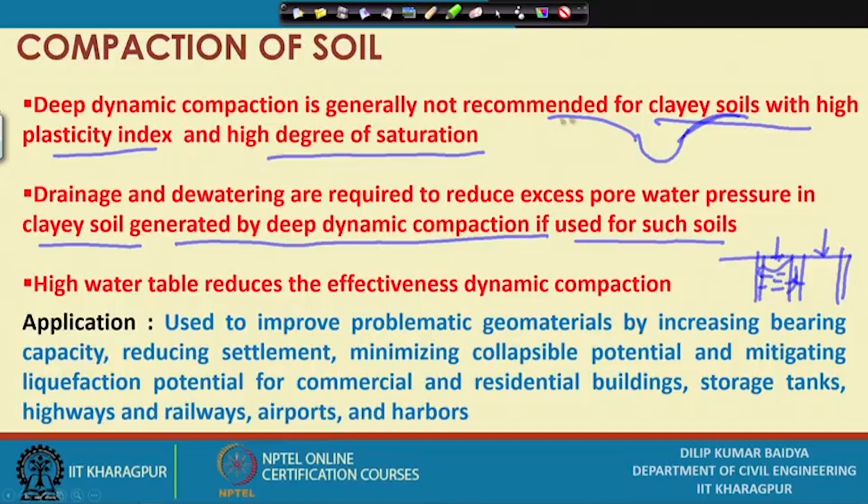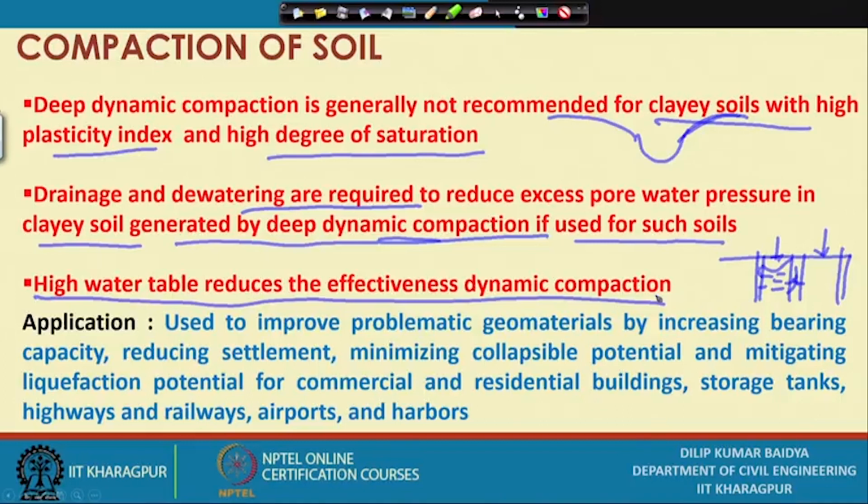If the soil is not suitable but we use it anyway, then you have to provide additional dewatering or drainage. That means water has to be taken out through this drainage, then only it is possible. And a high water table reduces the effectiveness of dynamic compaction. If the water table is there, this is not going to work properly.